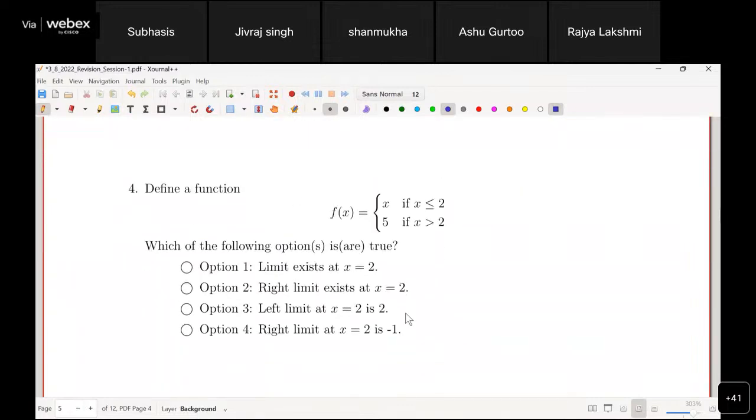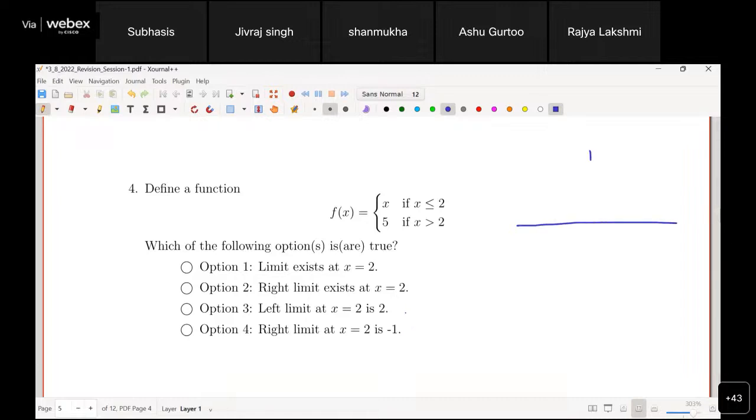Now we have this function. As you can see, this is a piecewise function. If x is less than or equal to 2, the value of the function is x, and if x is greater than 2, the value of the function is 5. I have two sets of conditions in two sets of domain. Let me draw the graph of this function.